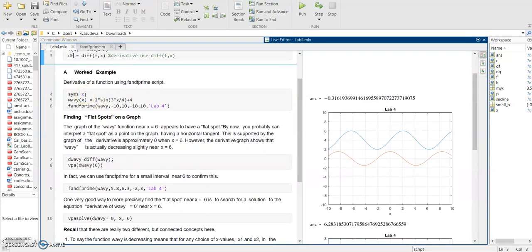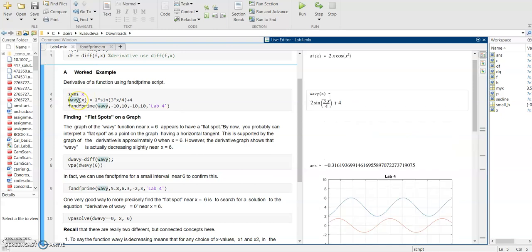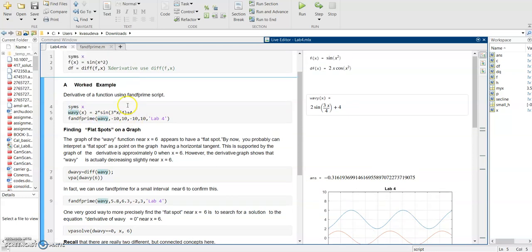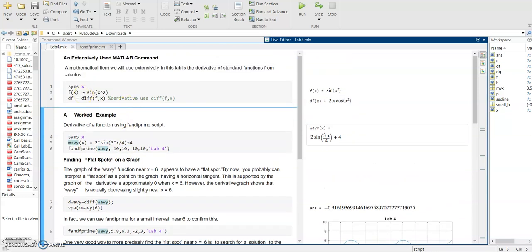So we have a new function, wavy. Instead of f, we can have a fancy name, say wavy, or h of x, g of x, k of x, l of x, whatever it is, but still it's a function of x. So wavy of x is equal to 2 times sine of 3x divided by 4, plus 4. That is the function. Now instead of taking the derivative, plotting the function, then plotting the derivative function and defining the intervals, we can do everything in just one single step, by using the f and f prime function.